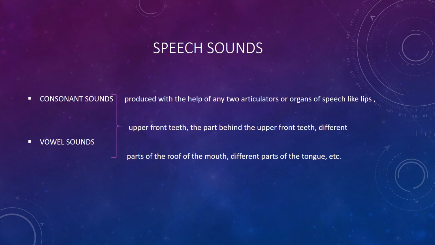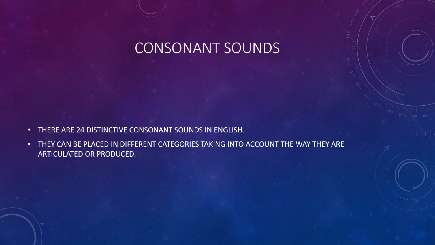As we all know, speech sounds are divided into consonant sounds and vowel sounds. They are produced with the help of any two articulators or organs of speech, like lips, upper front teeth, the part behind the upper front teeth, different parts of the roof of the mouth, different parts of the tongue, etc. There are 24 distinctive consonant sounds in English, and they can be placed in different categories, taking into account the way they are articulated or produced.